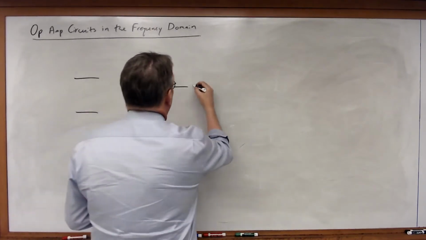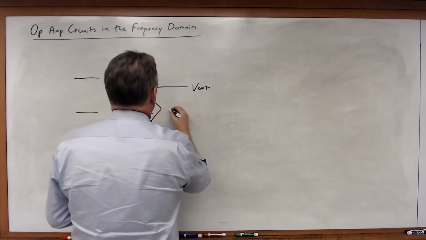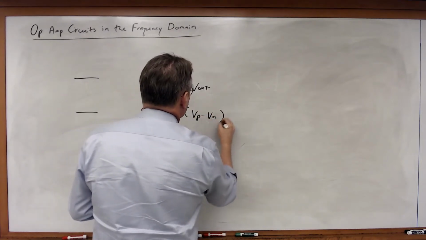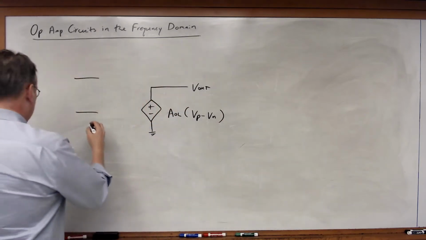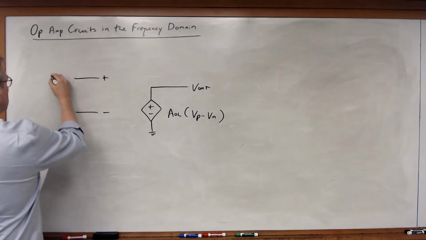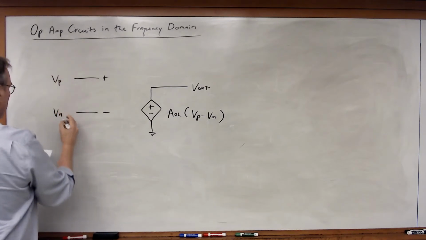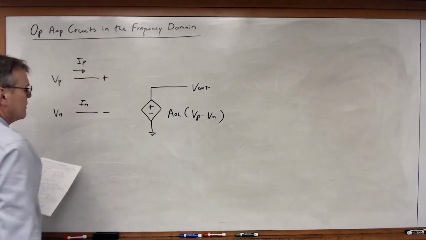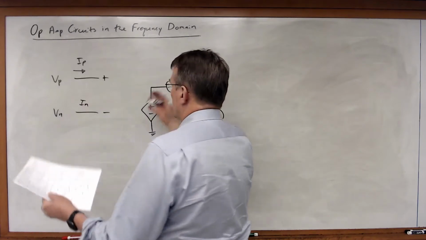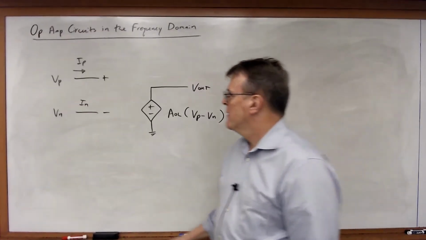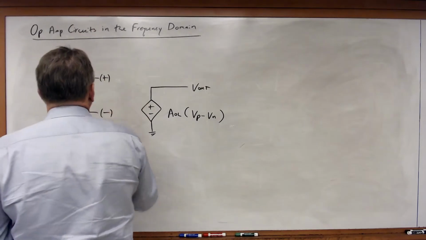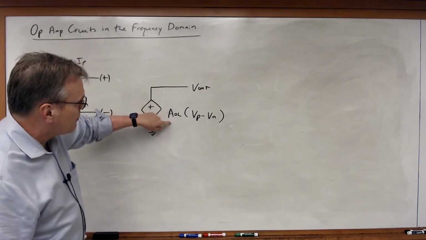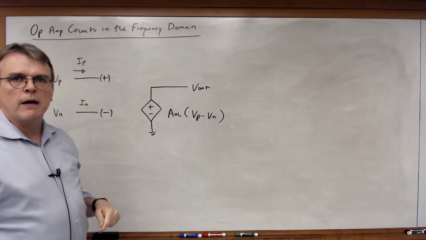Where we have an output voltage Vout and open loop gain times Vp minus Vn, and we have our two input voltages, Vp, Vn, and Ip and In. So we've already looked at this model before in the time domain, showing that the output voltage is simply a function of this open loop gain, which we let go to infinity for the ideal case.